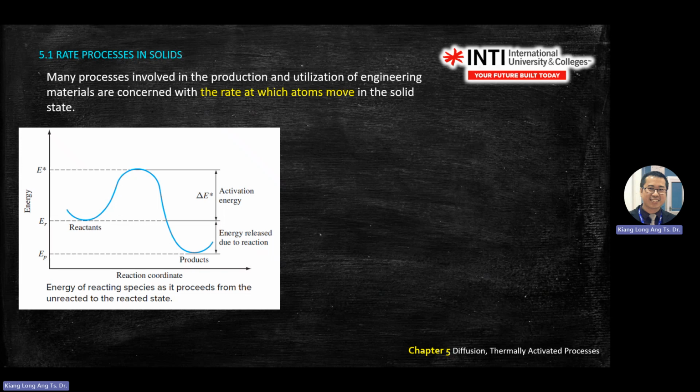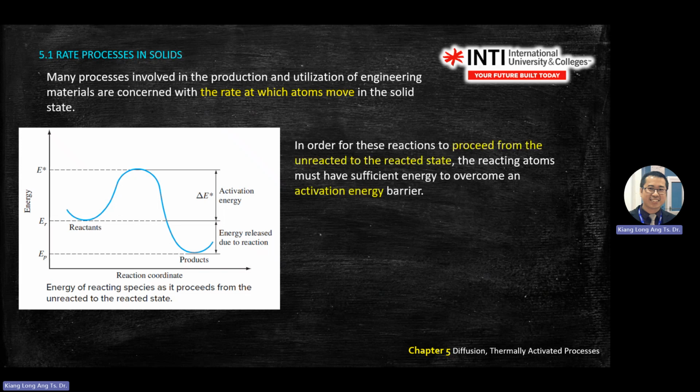So this one, you go up and then go down. When you reach EP, you already get the end result, which means the final products. For diffusion to happen in metals, you need to give it energy, from the reactant. Give it energy, then you go to activation. After activation, it will drop down. So energy will be released to reach the final products.